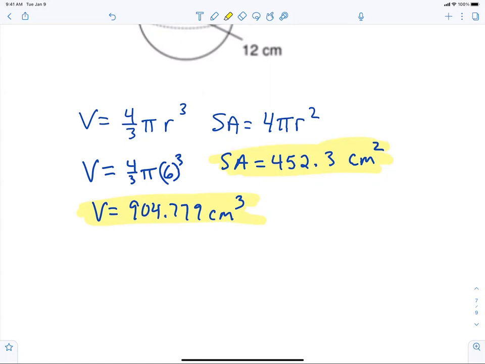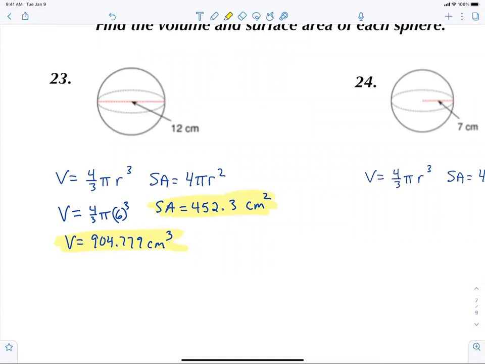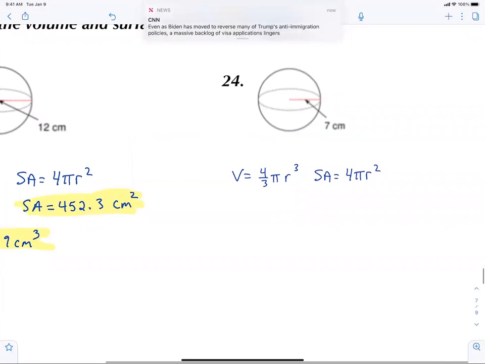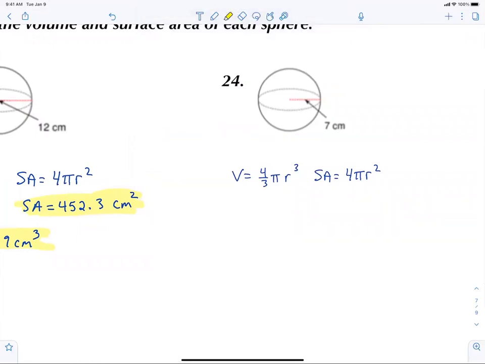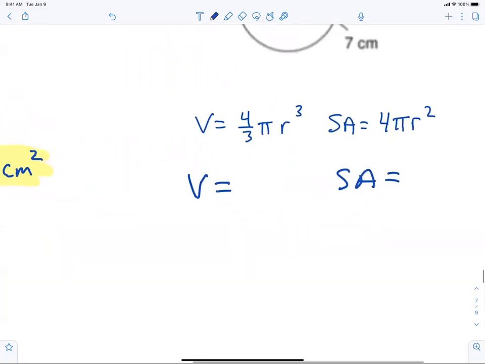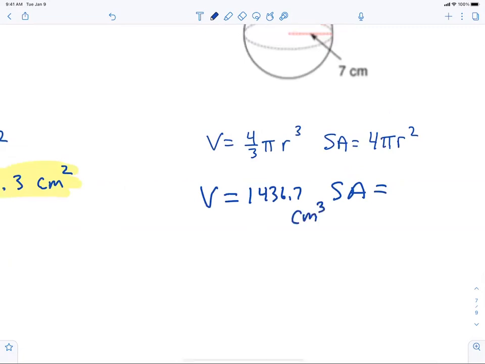All right, so now I'm scrolling over to question 24. I want both answers now. The difference here is we have the radius and not the diameter. So I need a volunteer for the volume and a volunteer for surface area. Jolie, volume. And then that was centimeters cubed. All right. Tyler, surface area. 615.752 centimeters squared. That's what I love. I don't care about the rounding.